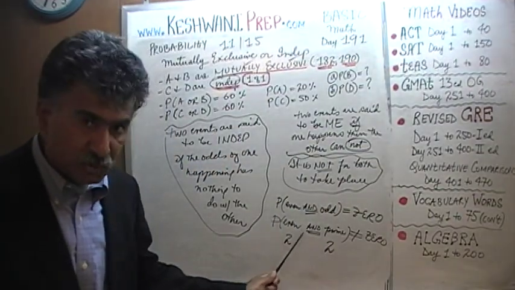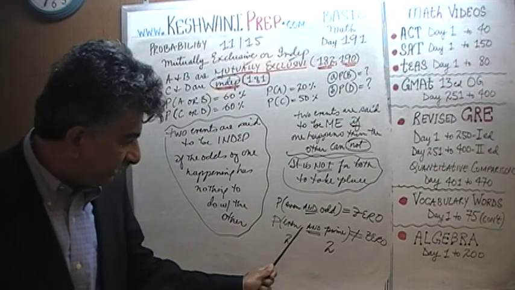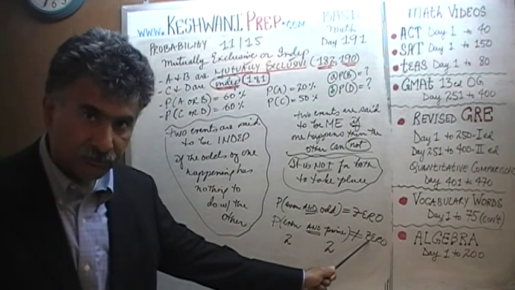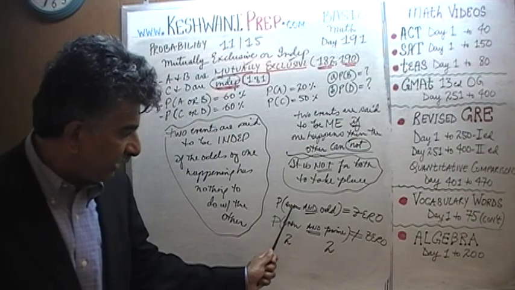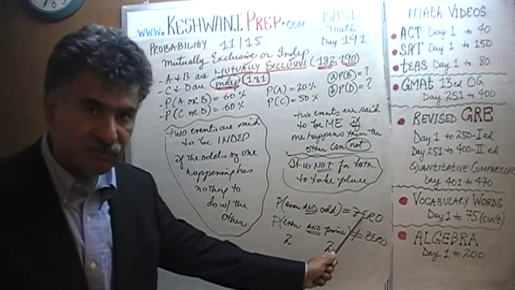When they are not mutually exclusive, the odds of this happening and that happening is not zero. When they are mutually exclusive, the odds of this happening and that happening is zero.